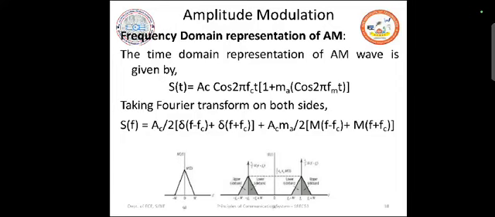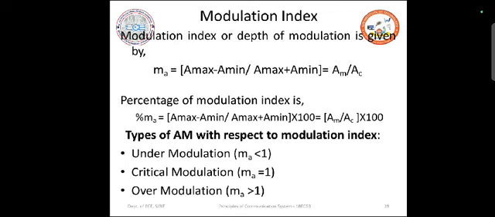Okay, so the Fourier transformation equation is going to look like this, and we also got to know how the spectrum will look when you take a single tone modulating signal. Okay, so this is how the frequency domain representation looks. Further to it, we can go ahead with the definition of modulation index in a much more detailed way.